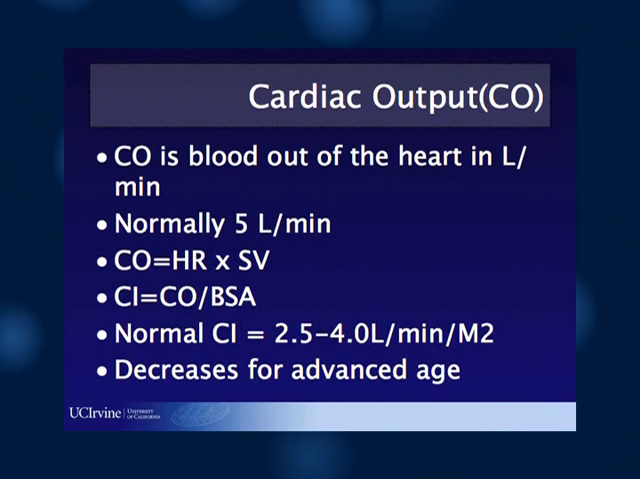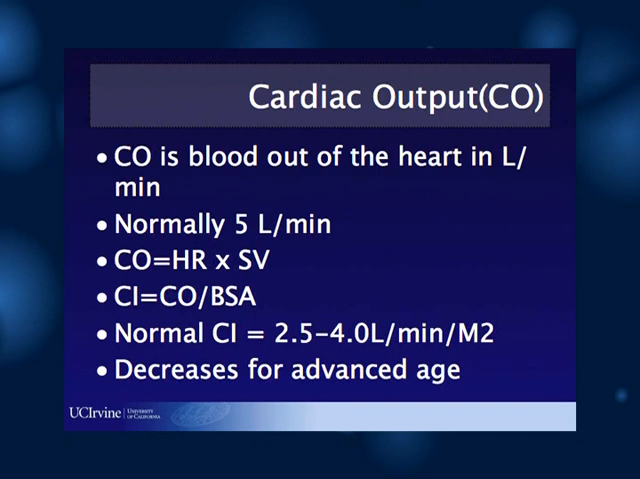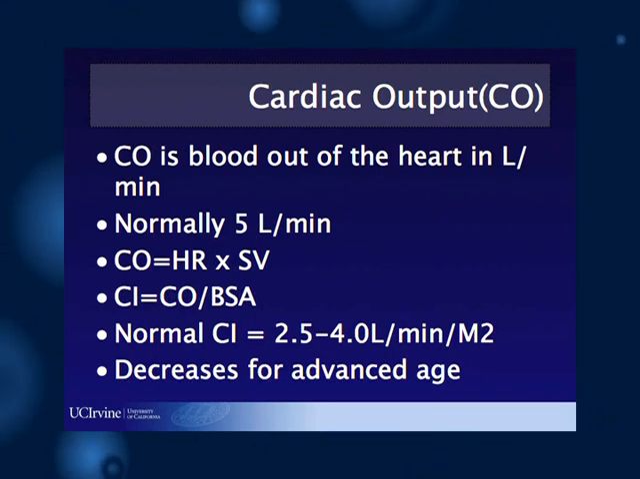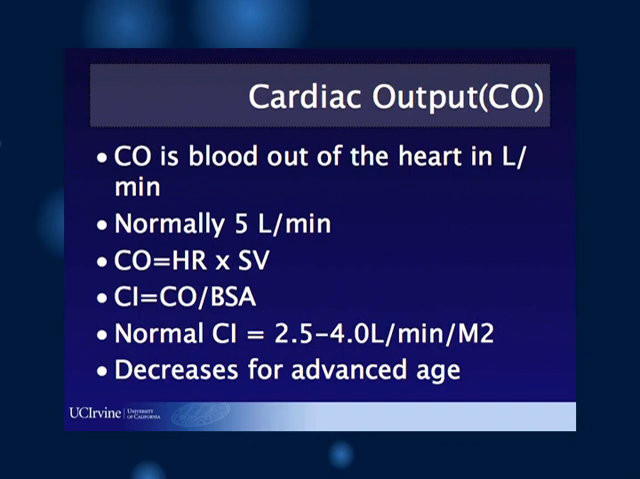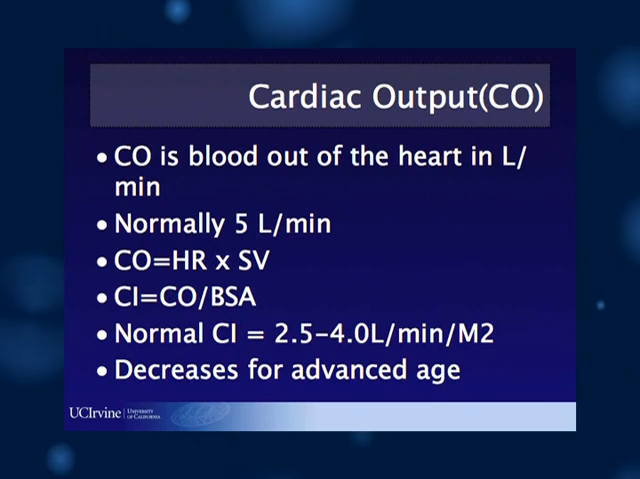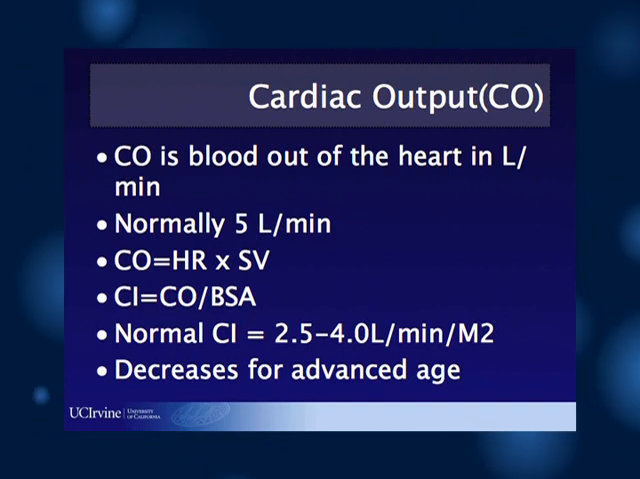This number, the cardiac output, can be varied by different sized people and can be measured and assessed across a number of different body types by indexing the cardiac output for body surface area. The cardiac index is the result of cardiac output divided by that body surface area and has a normal value of approximately 2.5 to 4 liters per minute per meter squared. This cardiac index decreases for advancing age, generally because body mass likewise decreases.